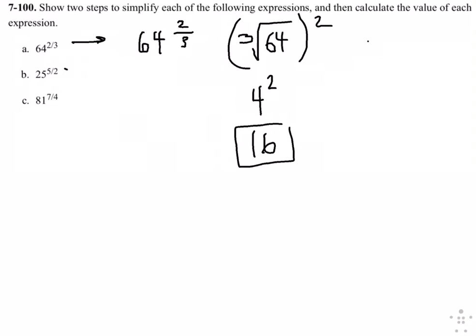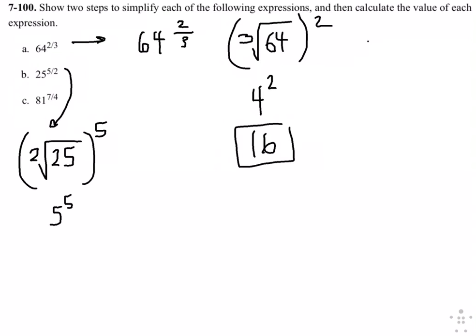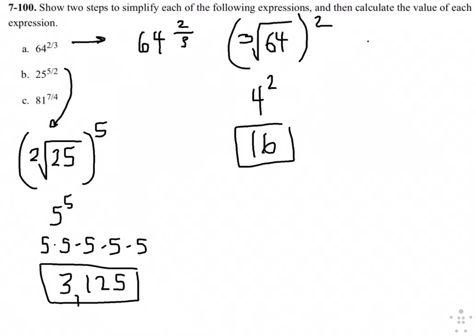Now let's move on to b. I'll do it down here. Again, the 5/2 power means the square root, which I don't even need the 2 for, of 25, then raised to the 5th power. So the square root of 25 is 5, raised to the 5th power. If you can't do it in your head, you have to multiply it out, or use your calculator. 5 times 5 is 25, times 5 again, times 5, times 5. And this comes out to 3,125. So that's part B.